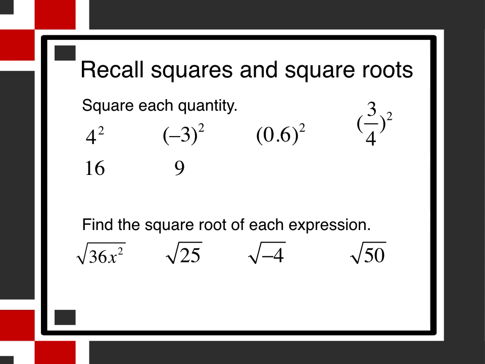0.6, or 6 tenths, times 6 tenths would be 36 hundredths. To square a fraction, we square the numerator and the denominator. To take the square root of a quantity, we think what times itself equals the quantity. So the square root of 36x squared would be 6x. The square root of 25 is 5.